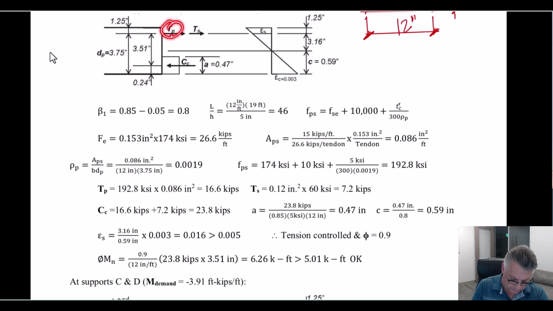So TP is the 192.8 KSI. Per foot, we have 0.086 square inches. So per foot, we have 16.6 kips of force in the tendons per foot. The rebar, 0.12 square inches per foot. That's what number 4s at 20 will actually give you. Times the 60 KSI is the 7.2.